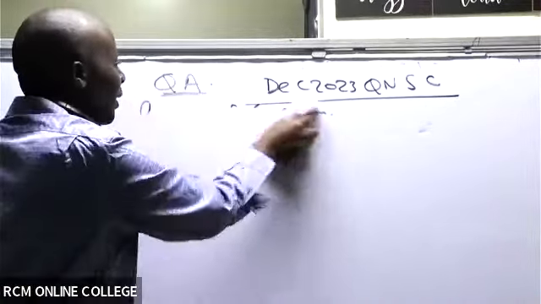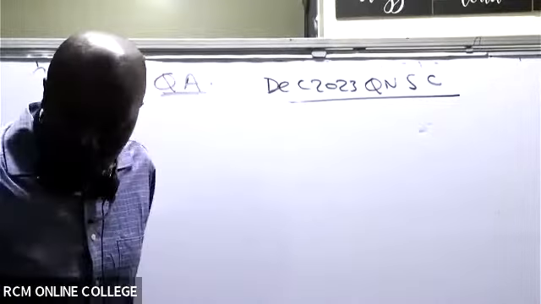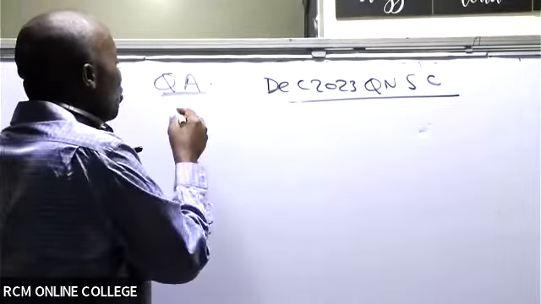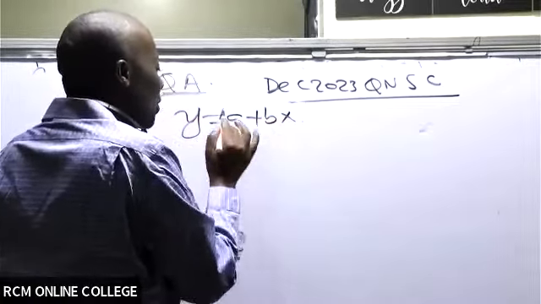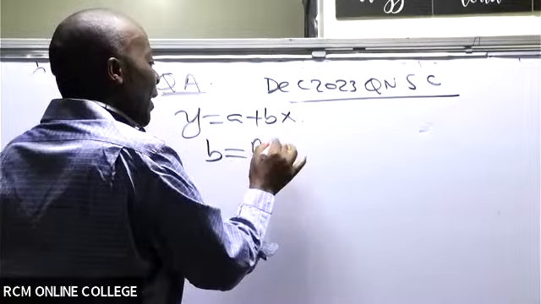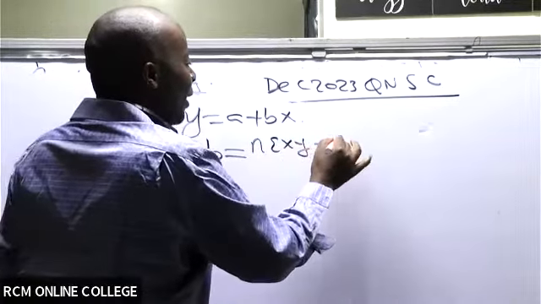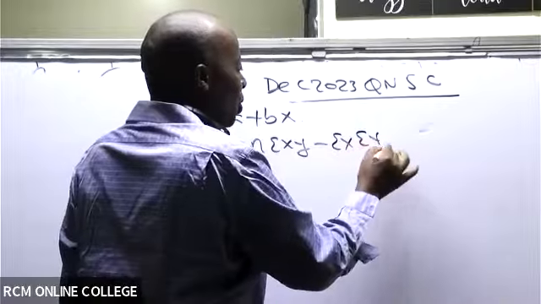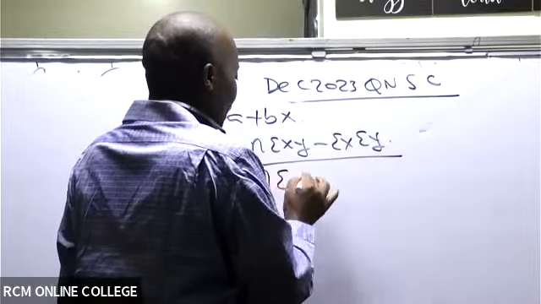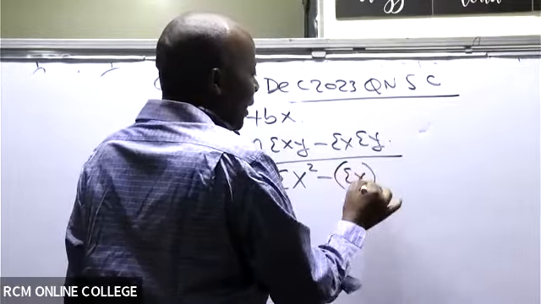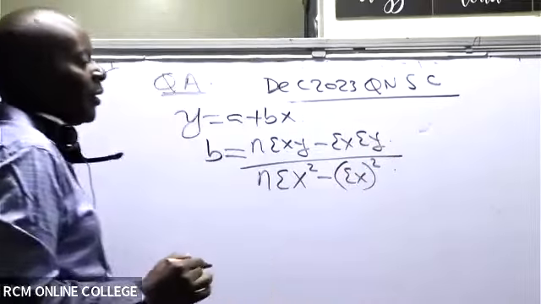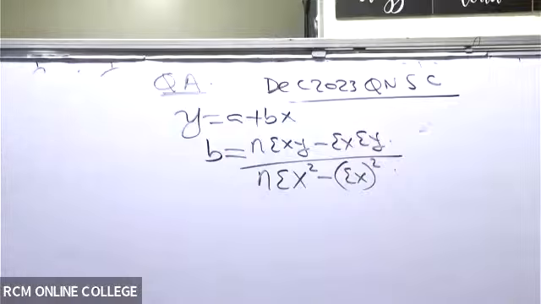Because really, if we know that regression is used to ascertain equations of the form y equals a plus bx, then to get b, which is the gradient, we normally talk of n, summation of xy minus summation of x, summation of y, all over n into summation of x squared minus summation of x, all squared. So we start first of all by getting that gradient.